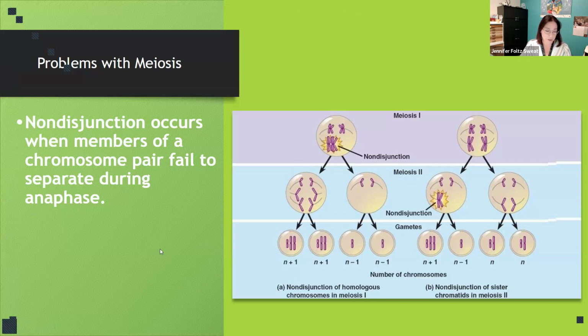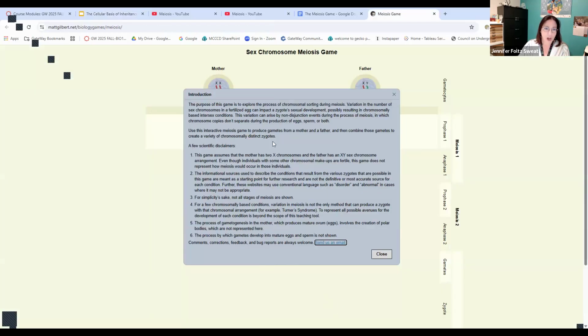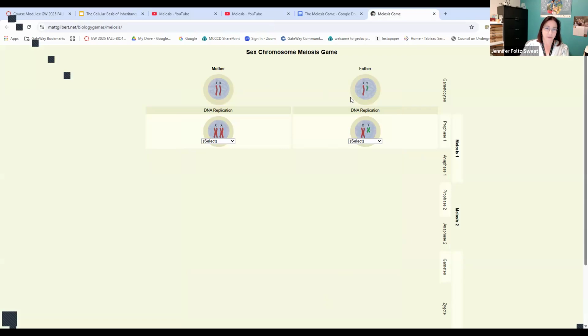I know I only have a few minutes left. So you guys are going to do this meiosis game. And so read the disclaimers, right? This game assumes that the mother has 2 X chromosomes, father has XY, even though it doesn't necessarily work that way. Okay, so here we have mom and dad, right? And so let's say this is the spermatocyte. It will undergo meiosis to give you sperm, right? Now remember, the sperm have all your chromosomes, 23, all the genes, right?